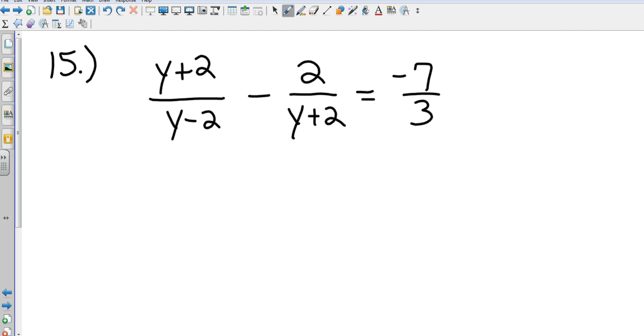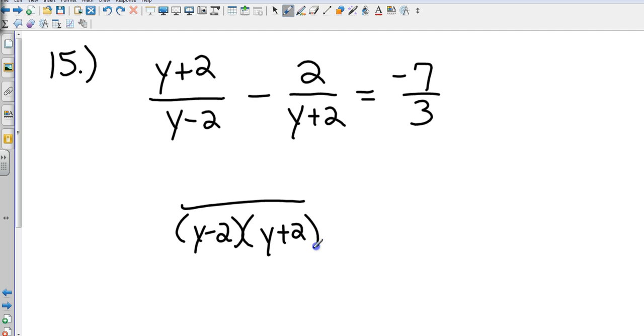So what do we do to find a common denominator, Blake? Multiply them together. So my denominator is going to be y minus 2 times y plus 2. I thought you cross multiplied. This is not, we're not there yet. That's the very last step. Just hold on. I'll get there.